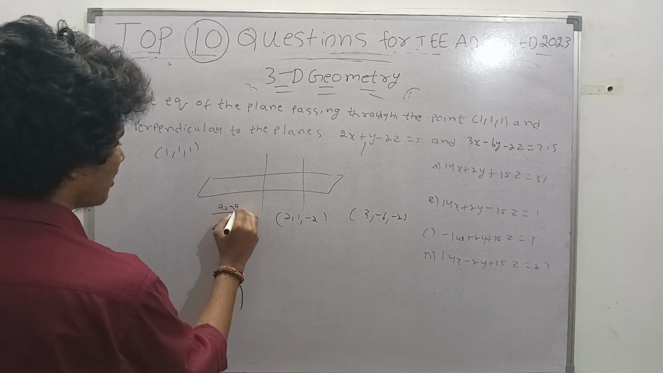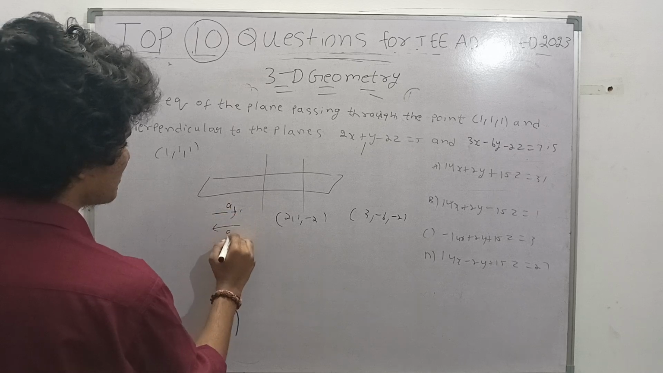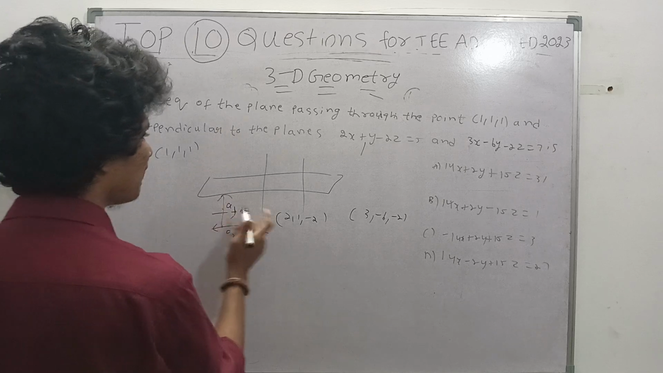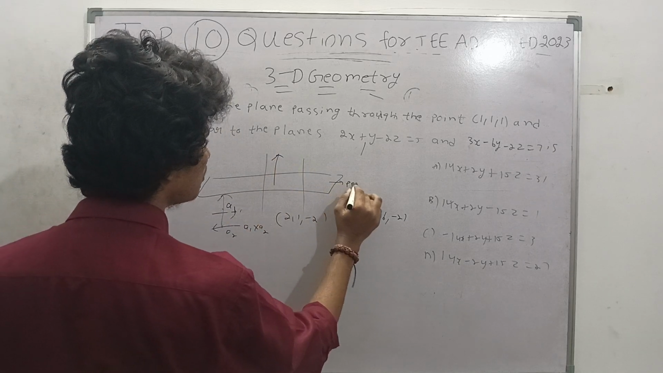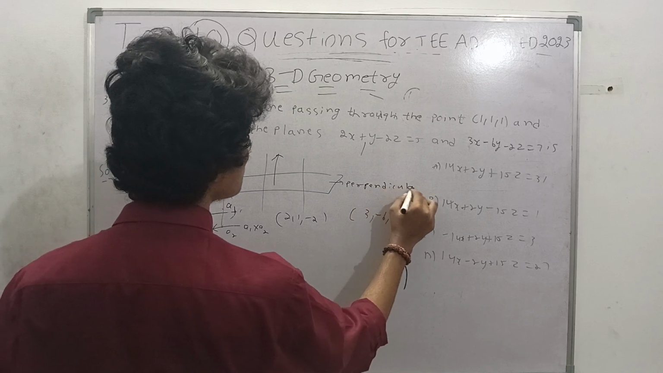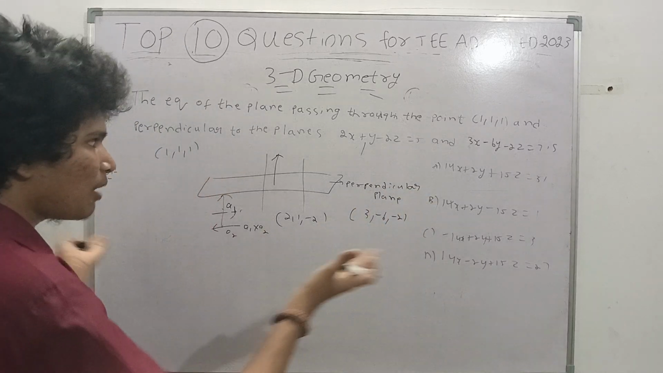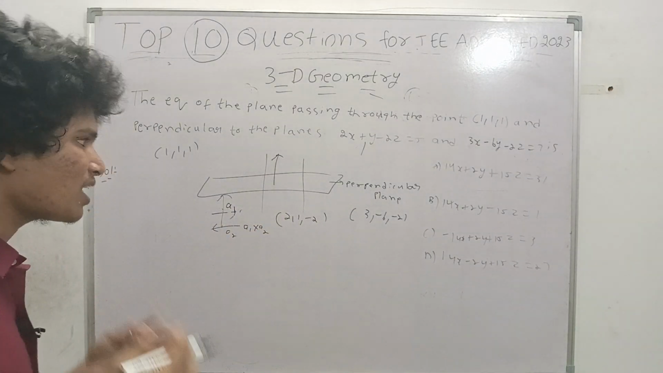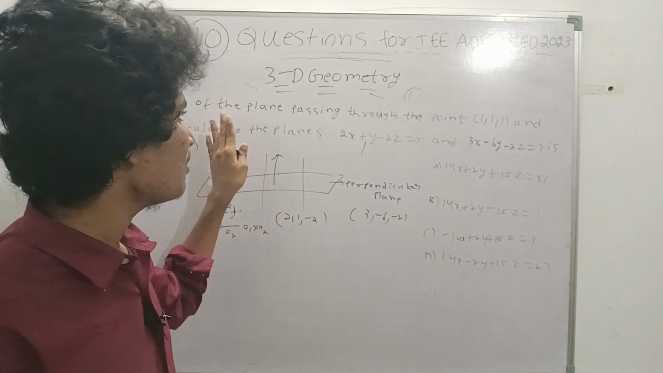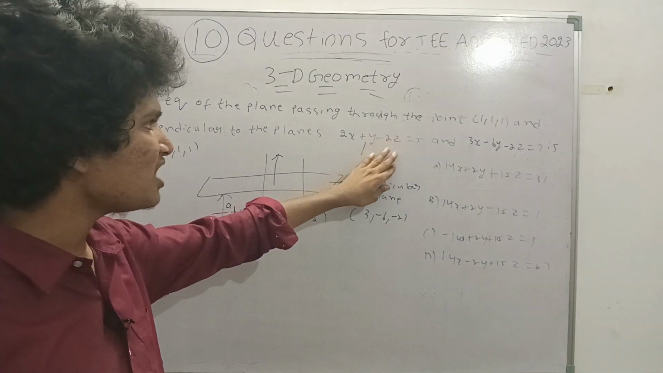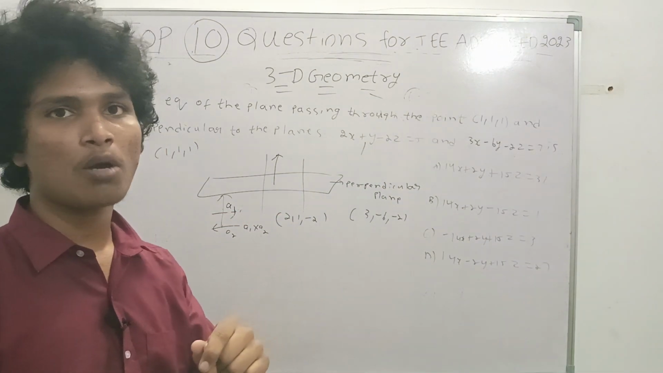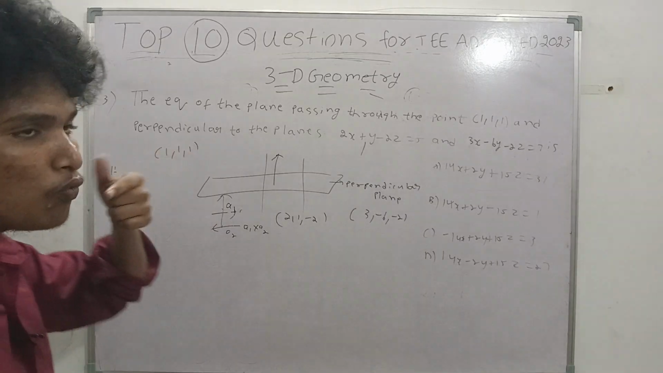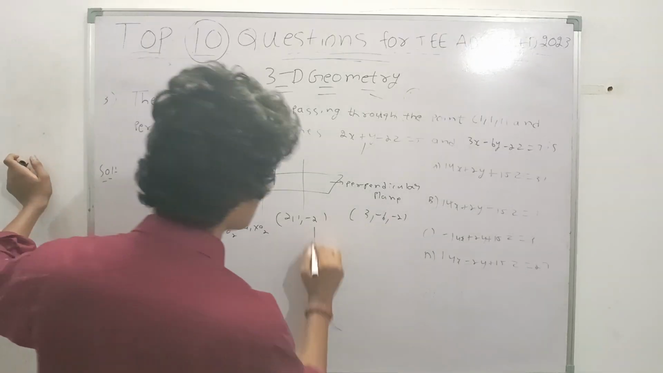This is a1, this is a2, if I do the cross product a1 cross a2, I can get the perpendicular vector. So this perpendicular vector is the normal vector for this perpendicular plane. So in order to find the plane passing through 1, 1, 1 and perpendicular to these planes, we need the normal vector direction ratios and the passing point. The passing point is given. To find the normal vector, we are going to do the cross product here.